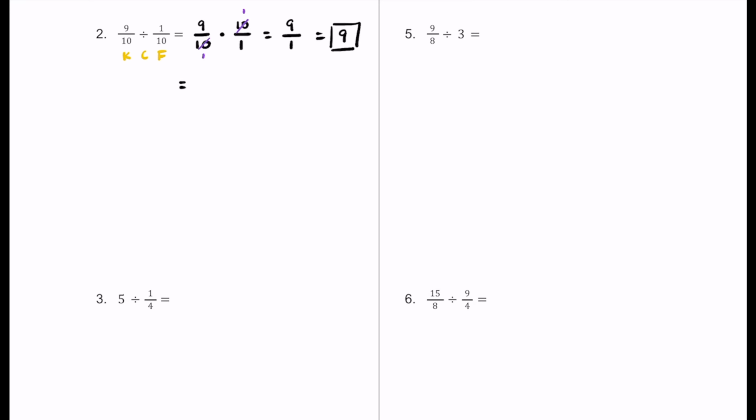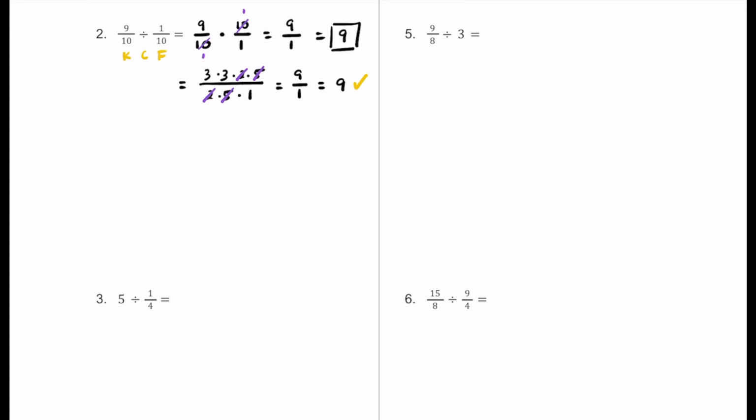Now, if you want to see the prime factorization method because you feel more comfortable with it, then the 9 breaks into 3 times 3, and the 10 breaks into 2 times 5. And the 10 on bottom breaks into 2 times 5, and you have this 1 here, but it doesn't really matter. Then you can see here that this 2 and this 2 will cancel, and this 5 and 5 will cancel. So we're left with 3 times 3 on top, which is 9. We're left with a 1 on bottom, so this still ends up being 9, so hopefully this still makes sense.